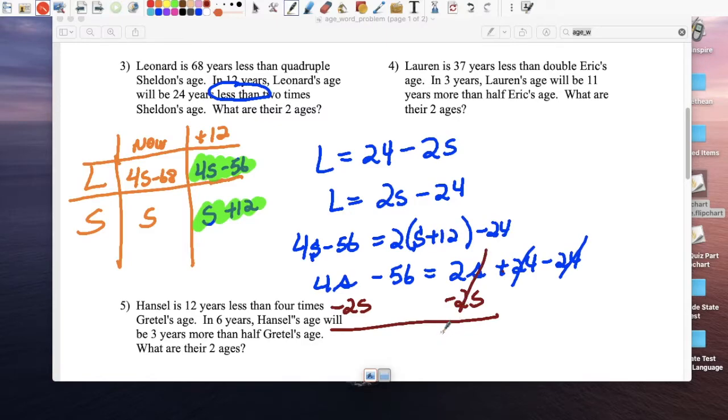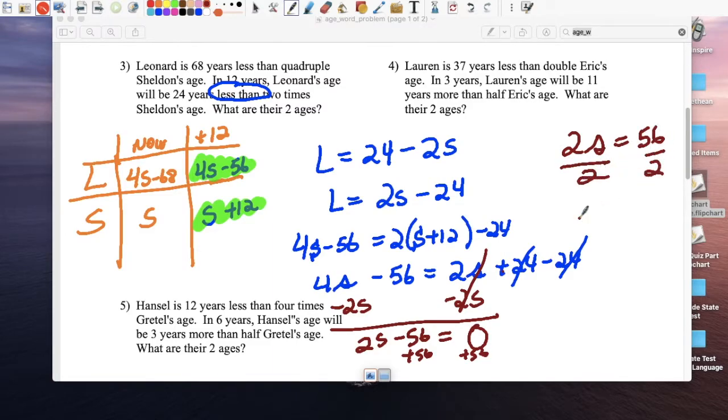That goes... Well, we can't leave it blank, right? Actually, one of the few times we have to write 0. 4s minus 2s is 2s. That's 2s minus 56. Sorry, keep changing s back and forth. So that's an s, by the way. So now I have 2s minus 56 equals 0, or if I do plus 56 on both sides, I'm going to have 2s equals 56, then divide both sides by 2, and s equals 28.